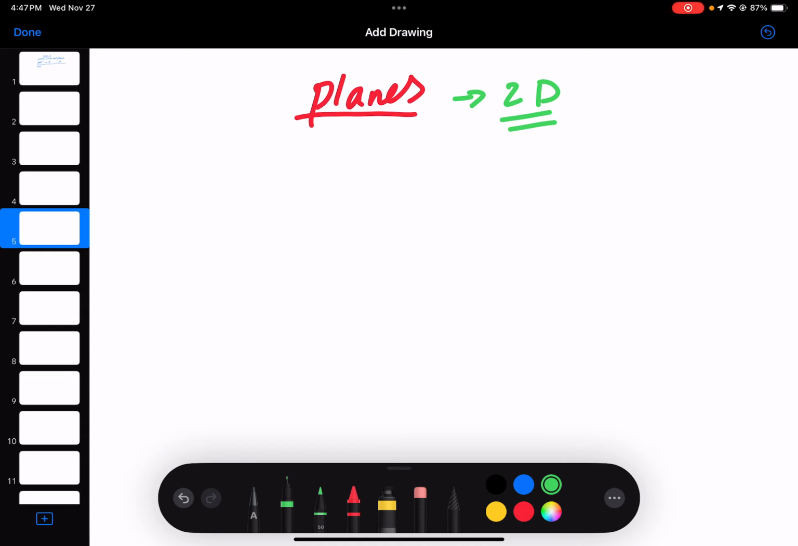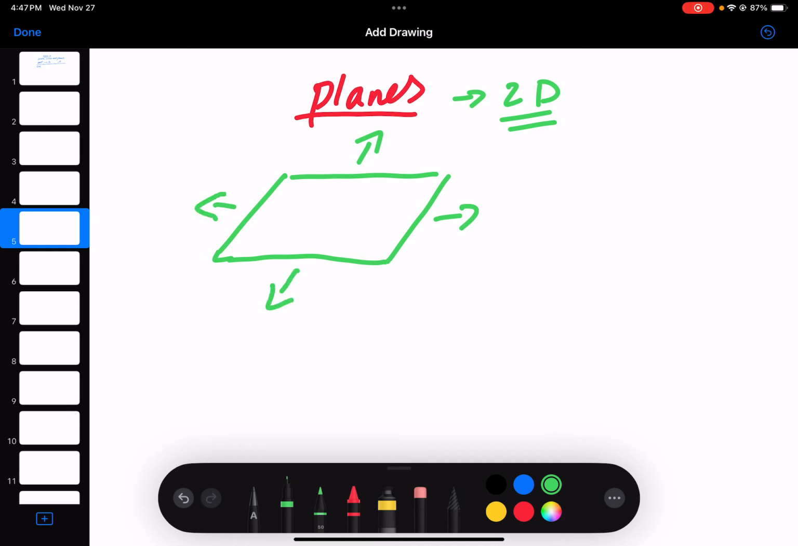It's oftentimes shown visually this way, right? So it's like a flat surface, and you have to understand that this little drawing here extends in all directions infinitely. Okay, we could make it larger, smaller, but it extends infinitely, so it's a flat surface.